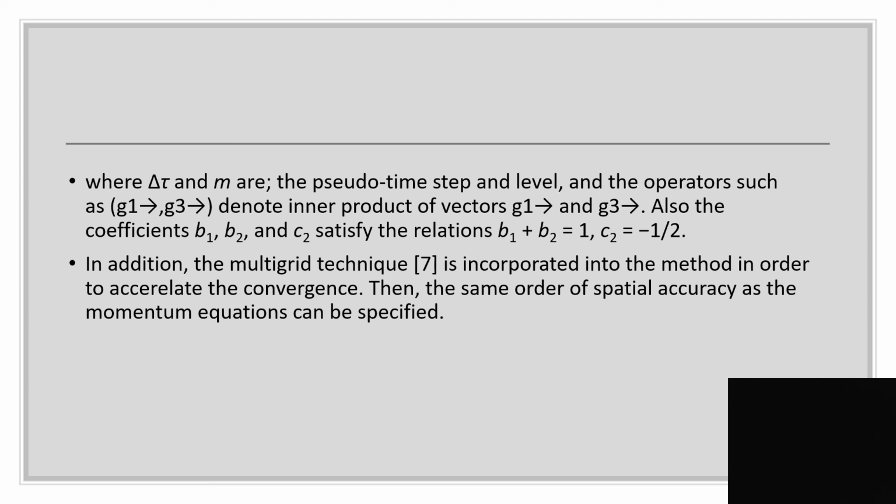Then the same order of spatial accuracy as the momentum equation can be specified. From this slide, we came to note that operations such as G1, G3 denote the inner product of the given vectors, and the coefficients satisfy the relation B1 plus B2 equals 1 and C2 equals minus 1 by 2.